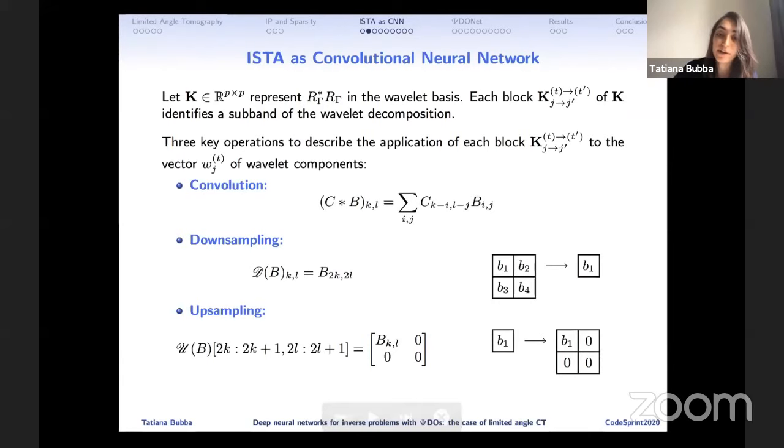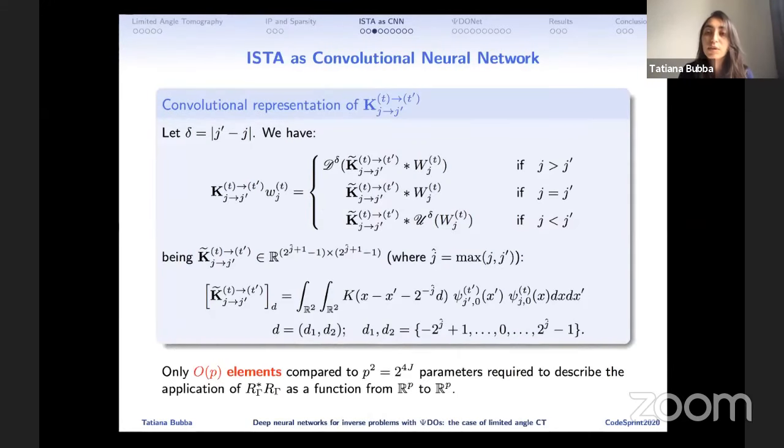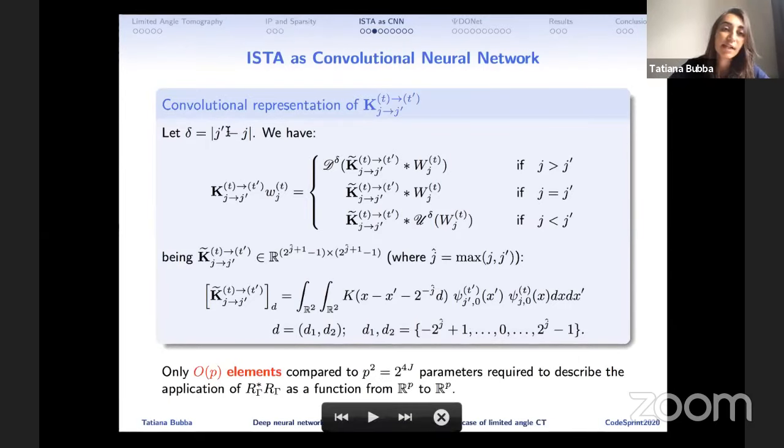Okay. Once we define these operations, the following result can be proven. I know this looks very nasty, but bear with me on the formula for a second, and then I'll explain with an example what this nasty formula actually means. So we define this delta here, which is the difference between j prime and j, because this is going to be our multiplier for how many downsampling and upsampling operations we have to perform. And then whenever we apply our building block K j prime, t prime to the wavelet coefficients, which here are unrolled into one vector, we distinguish 3 cases.